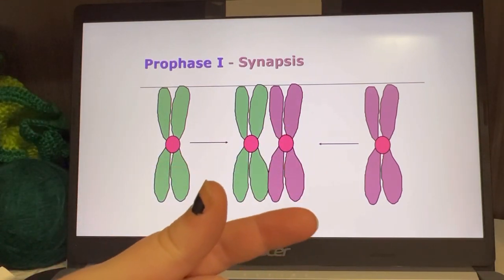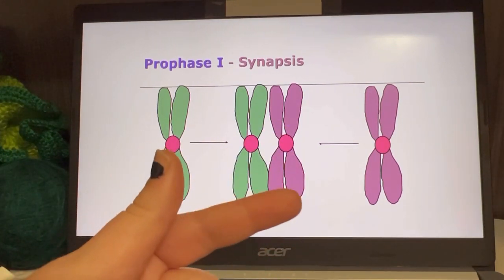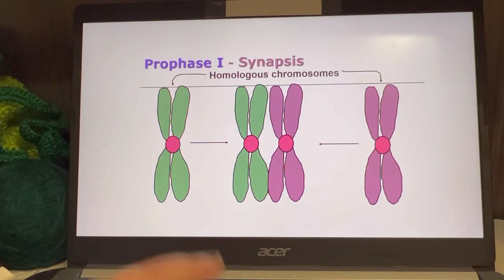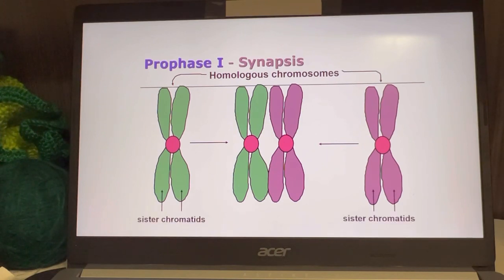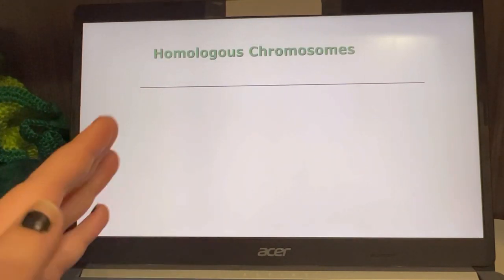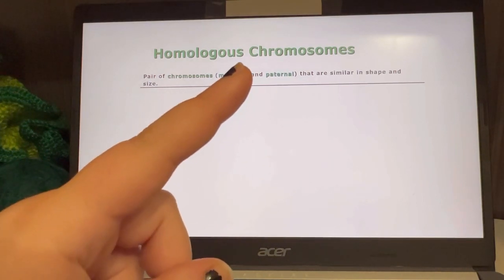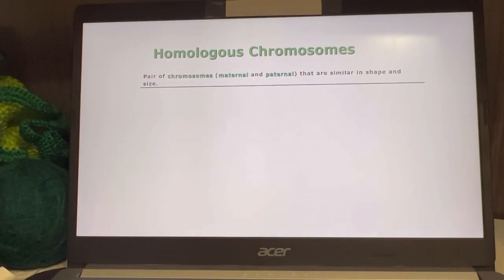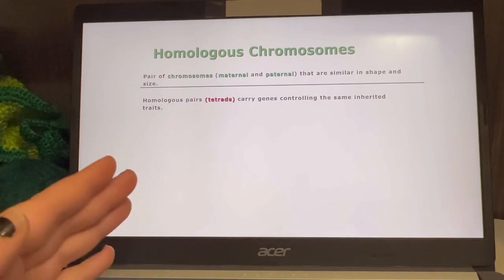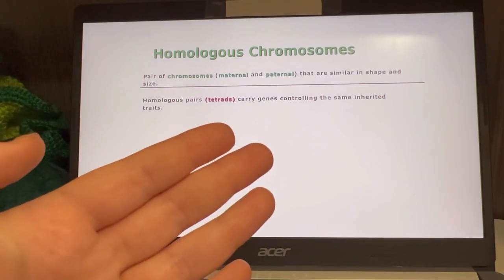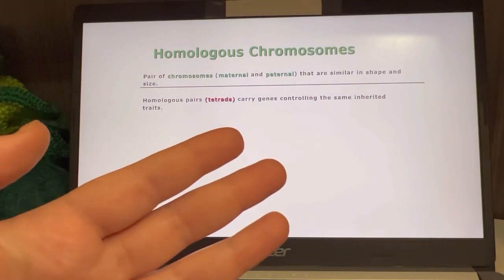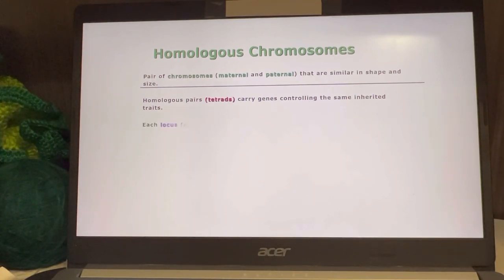Chromosomes joined together make a tetrad, 4 chromatids. These are all homologous chromosomes, which means they are the same ones. So, sister chromatids, tetrad. Homologous chromosomes are a pair of chromosomes, maternal and paternal, that are similar in shape and size. The homologous pair has now formed a tetrad and carries genes controlling the same inherited traits.